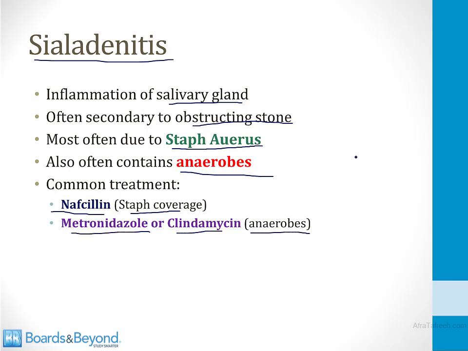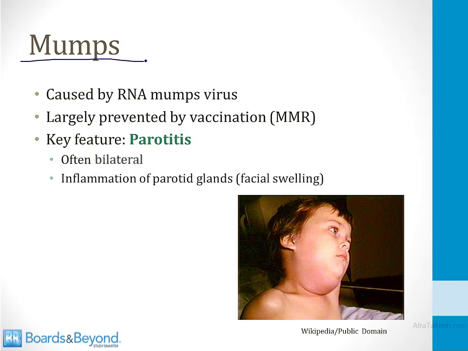Mumps is a clinical syndrome caused by the RNA mumps virus, and you almost never see this in the modern era because of vaccination.